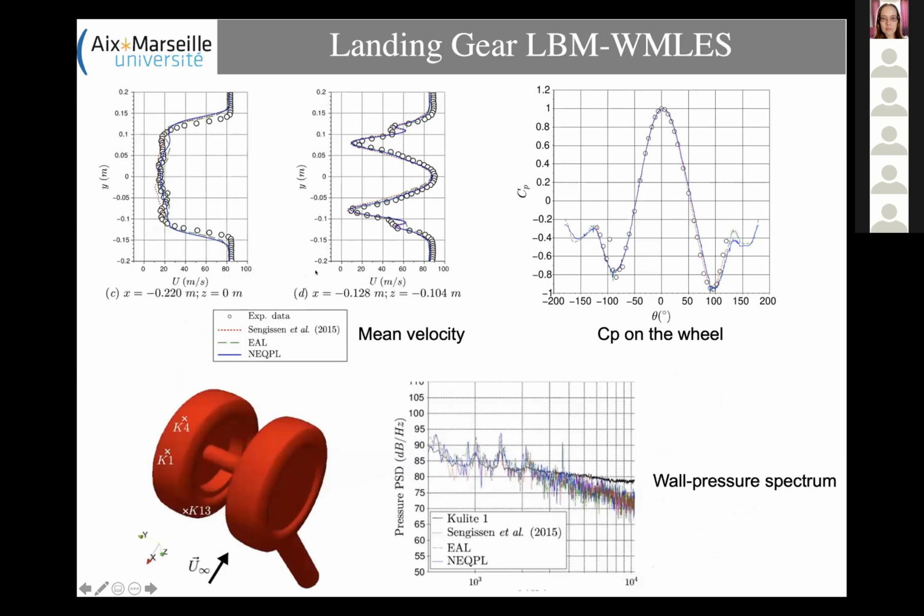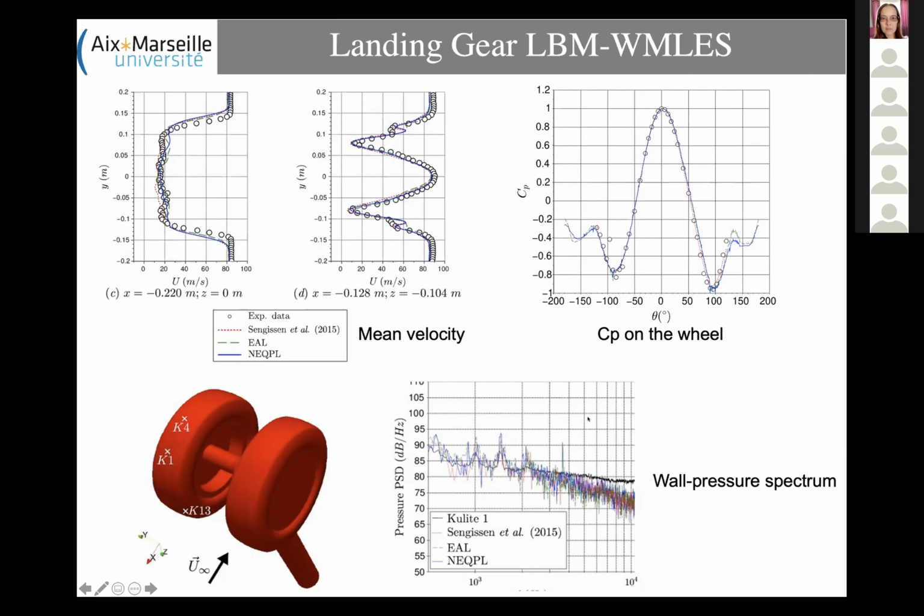Okay, now if you look at the results, this is the mean velocity in the wake of the landing gear, and this corresponds to another slice downstream in the wake. And you can see that we are close to experimental data that correspond to the symbols. Now, if you look at the pressure coefficient on the wheel, you can see that we have probes here. So on the left wheel, there is a full distribution of pressure coefficient. And you can see that the symbols, meaning experimental data, are very close to our simulated data.